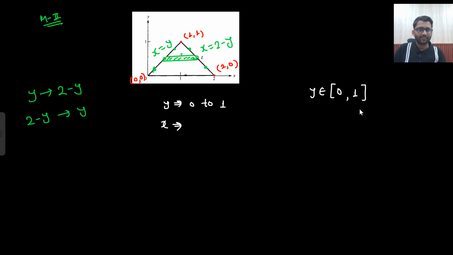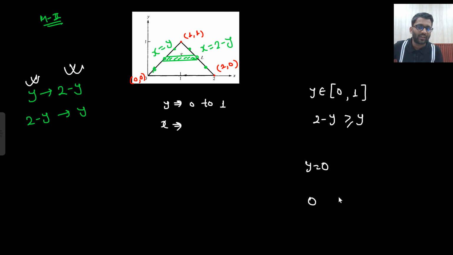Say yes or no. In 0 to 1, which one is larger? Y is larger or 2 minus y? 2 minus y is larger. In the range y belongs to 0 to 1, y is larger or 2 minus y is larger? So 2 minus y is larger than y. How is that so? Look, y is from 0 to 1. So if I put y equals 0, then what will be the value of y?